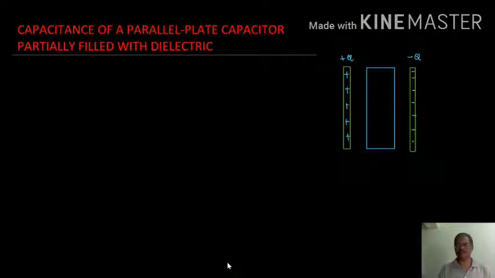The face area of the dielectric is the same as the area of the plate. Now, K is the dielectric constant, t is the thickness of the dielectric, and the plate separation is small d.